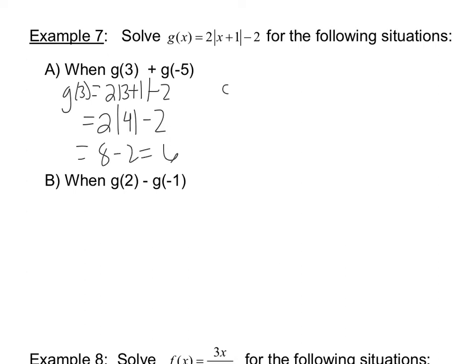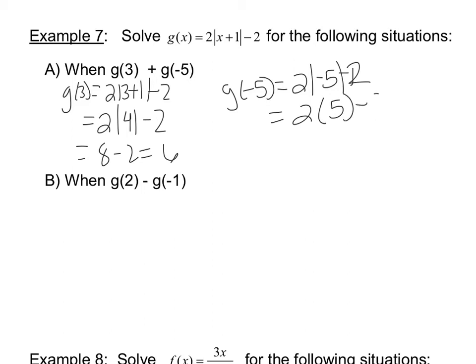And then calculate g of negative 5. Which is actually 2 times 5, because the absolute value of negative 5 is positive 5. So you get 10 minus 2 is 8. Now go back. We're adding them. So what's 6 plus 8? 14. So final answer, 14.